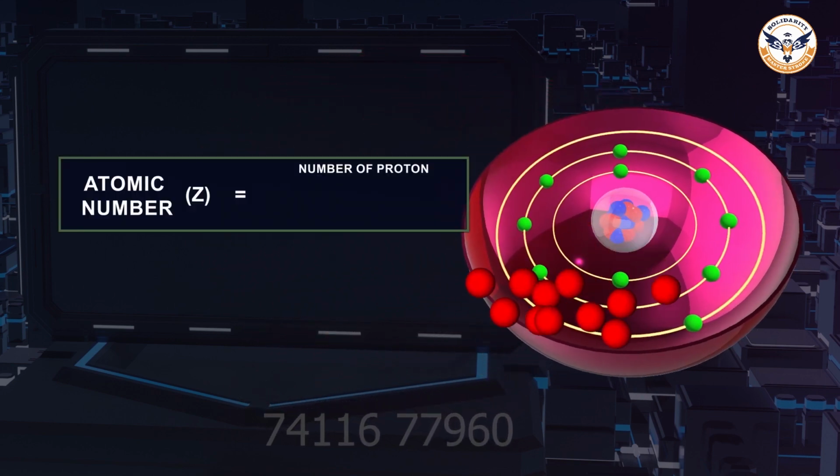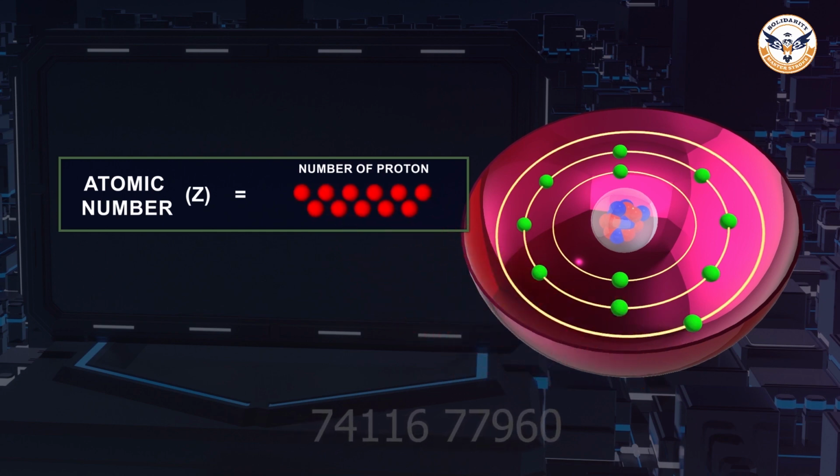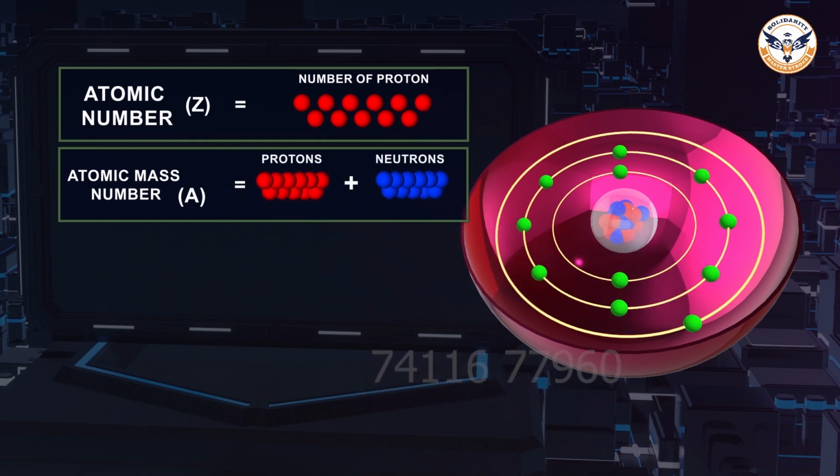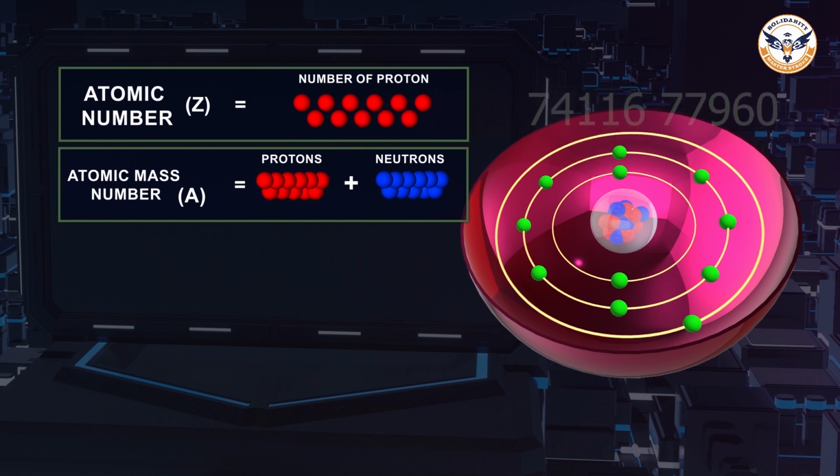The number of protons in an atom is called its atomic number, while the sum of its protons and neutrons is called its atomic mass number, which is represented by A. Besides protons and neutrons, there are negatively charged particles, called electrons, which revolve around the nucleus in various shells or orbits. This arrangement of electrons around the nucleus of an atom in various orbits is called its electronic configuration.